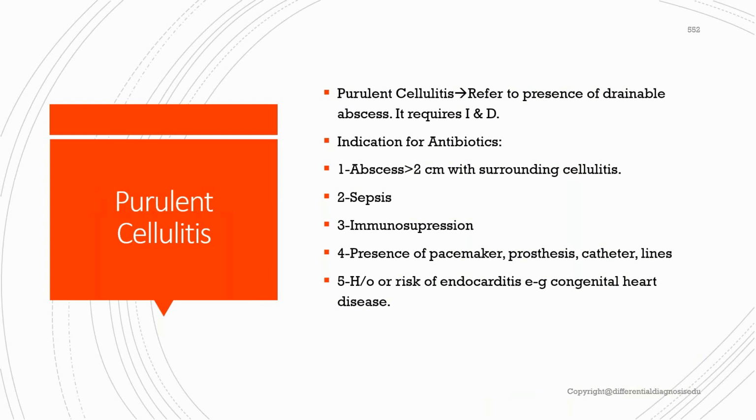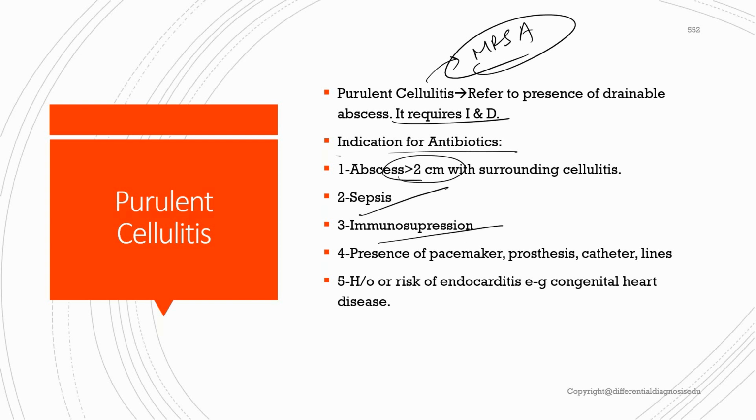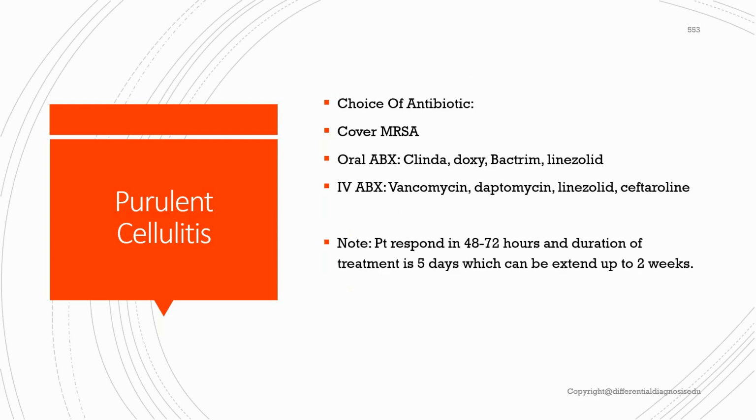Now, purulent infections, you have to worry about MRSA. And once they are purulent, they require I&D, incision and drainage. What are the indications for antibiotic? If the abscess is greater than 2 centimeters with cellulitis, they are septic, immunocompromised, they have IV lines, catheter, prosthesis, pacemaker, history of endocarditis in the past. So in that case, you will cover them for MRSA.